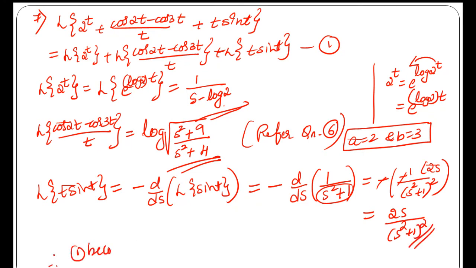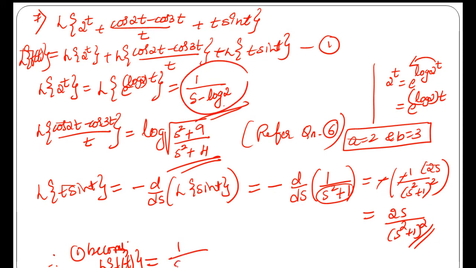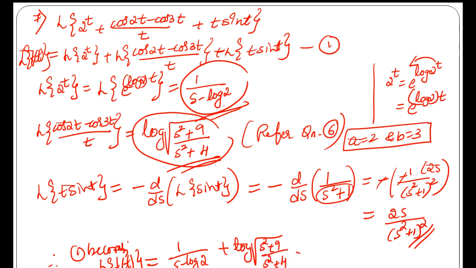Therefore, the final answer: equation number 1 becomes the Laplace transform of the given f of t in terms of 3 terms. That is, the answer for the first term is 1 divided by s minus log 2. The answer for the second term is log of the square root of (s square plus 9) by (s square plus 4), plus the answer for the third term, 2s divided by (s square plus 1) the whole square.